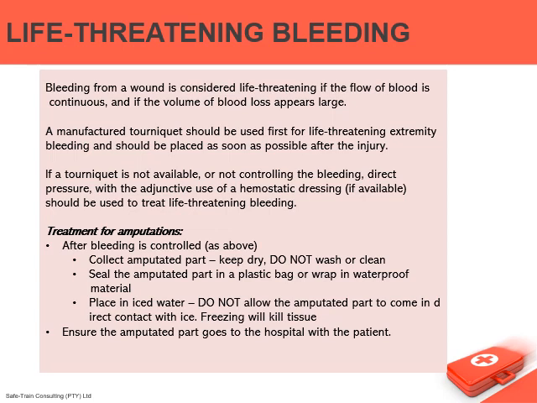Treatment for amputations. After bleeding is controlled as mentioned, collect the amputated part, keep it dry, do not wash or clean it. Seal the amputated part in a plastic bag, or wrap it in waterproof material. Place it in iced water, do not allow the amputated part to come in direct contact with ice. Freezing will kill tissue. Ensure the amputated part goes to the hospital with the patient. Often the part can be reattached using microsurgery.